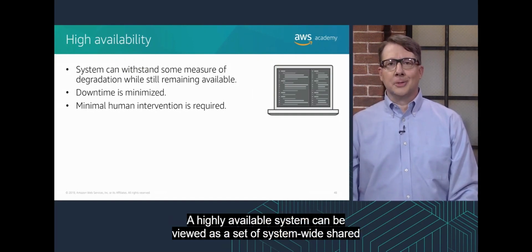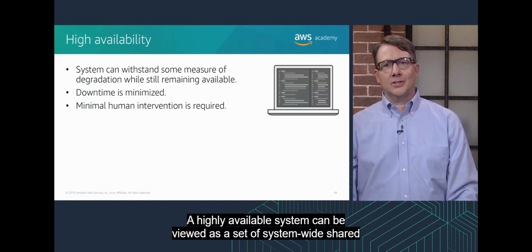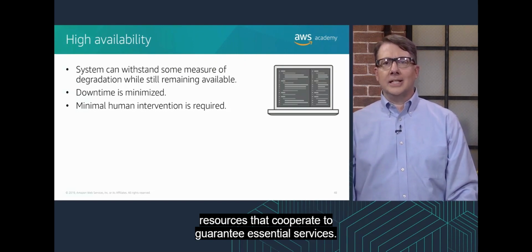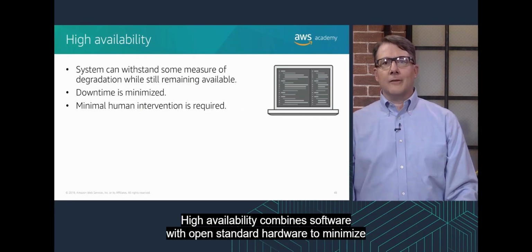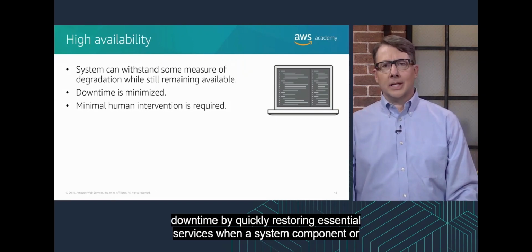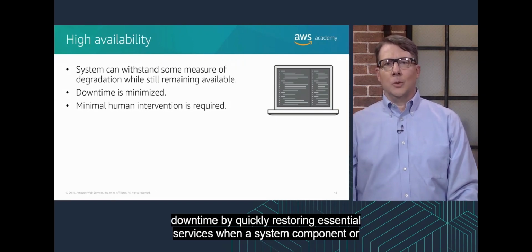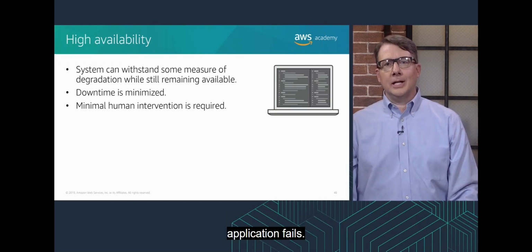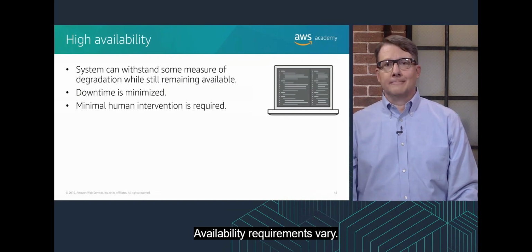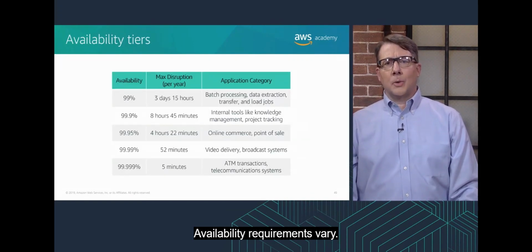A highly available system can be viewed as a set of system-wide shared resources that cooperate to guarantee essential services. High availability combines software with open standard hardware to minimize downtime by quickly restoring essential services when a system, component, or application fails. Services are restored rapidly, often in less than 1 minute. Availability requirements vary.